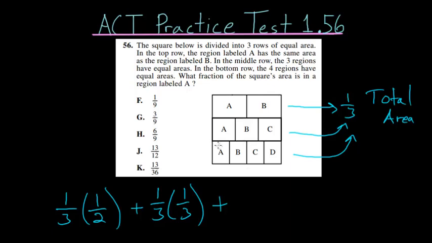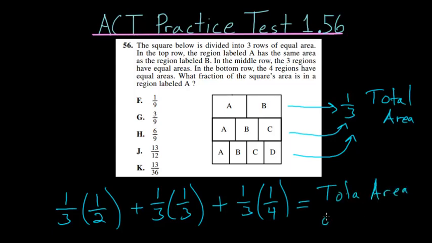And we'll add the area of this region here. So for this bottom row, all 4 of these regions are equal to each other in area. So this region here, A, takes up 1/4 of this row, and the row takes up 1/3 of the total. So this region would be 1/3 times 1/4, or it would be 1/4 of 1/3. So we're multiplying again. Now that we have our equation set up, when you add all these together, this is equal to the total area of region A. And now we can just solve this.